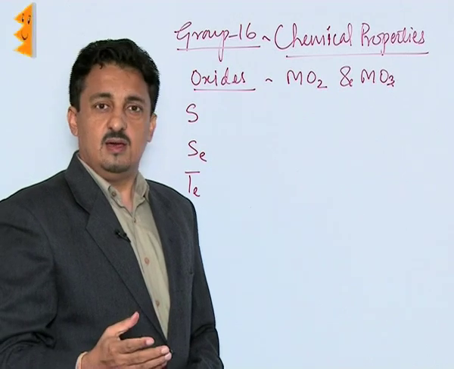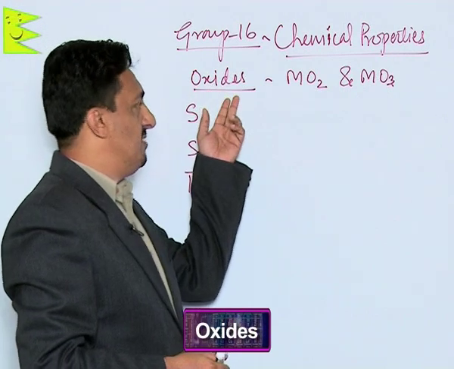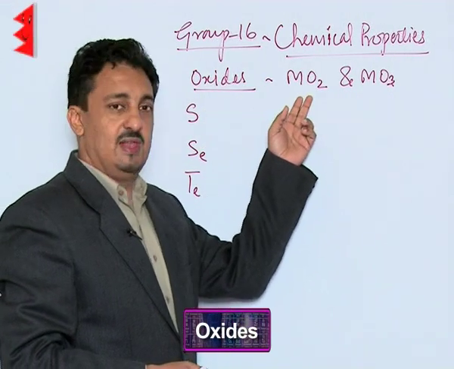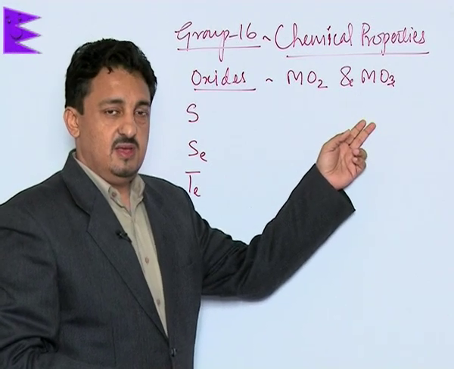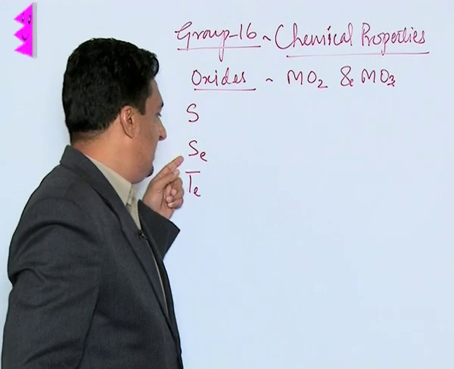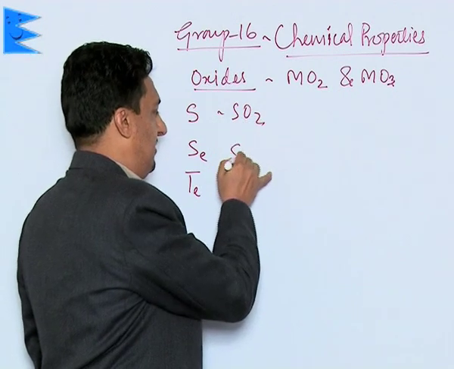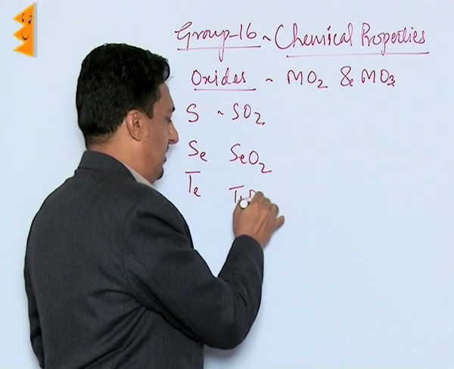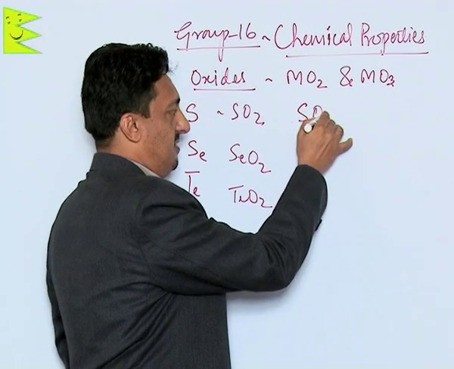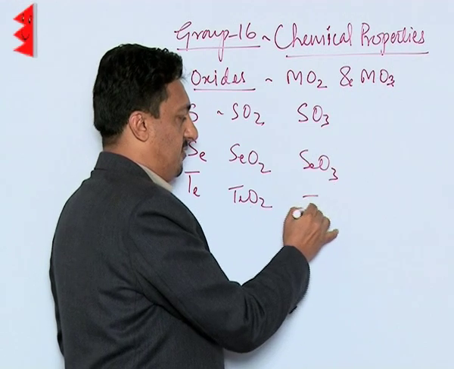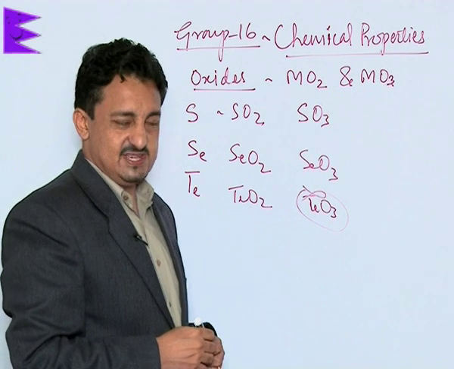Let's see the chemical properties of group 16 in the form of their oxides. Group 16 elements form mainly two types of oxide with the formula MO2 and MO3. That means they form dioxides as well as trioxides. Now, we will be studying oxides of only sulfur, selenium and tellurium. Sulfur forms SO2, sulfur dioxide, selenium also forms dioxide and tellurium also forms dioxide. They also form trioxides: sulfur trioxide, selenium trioxide, and of course tellurium trioxide will not be stable. The reason being it doesn't exist in the +6 oxidation state.